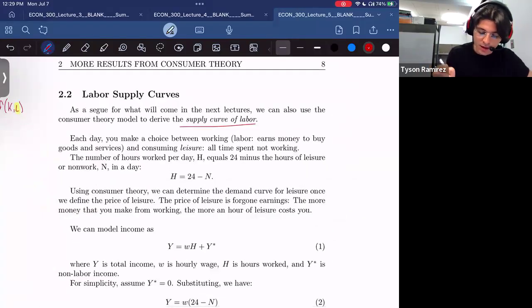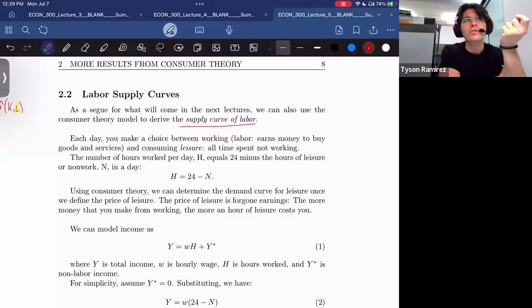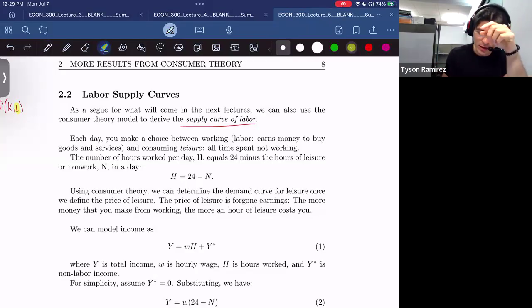So to derive the supply curve of labor, it's easier to think not in terms of work hours, but in terms of non-work hours. What do I mean by that? Well, each day you choose between working, which we say labor, and leisure, which is all the time spent not working. So we have labor and leisure. In economic models, it's often easier to think of things in terms of leisure. Why is that? Because, write this down.